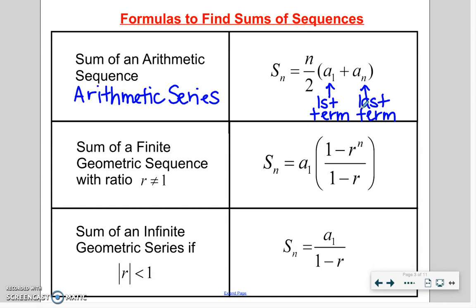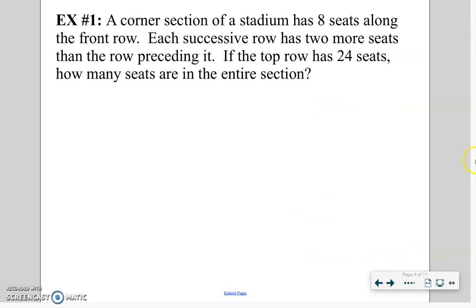Okay, n would be the number of terms that you're adding up in your series. So we're going to take the number of terms divided by 2 and then add a1 plus an. So let's look at an example. I'll come back to these other formulas shortly, but we have an example first of an arithmetic series.